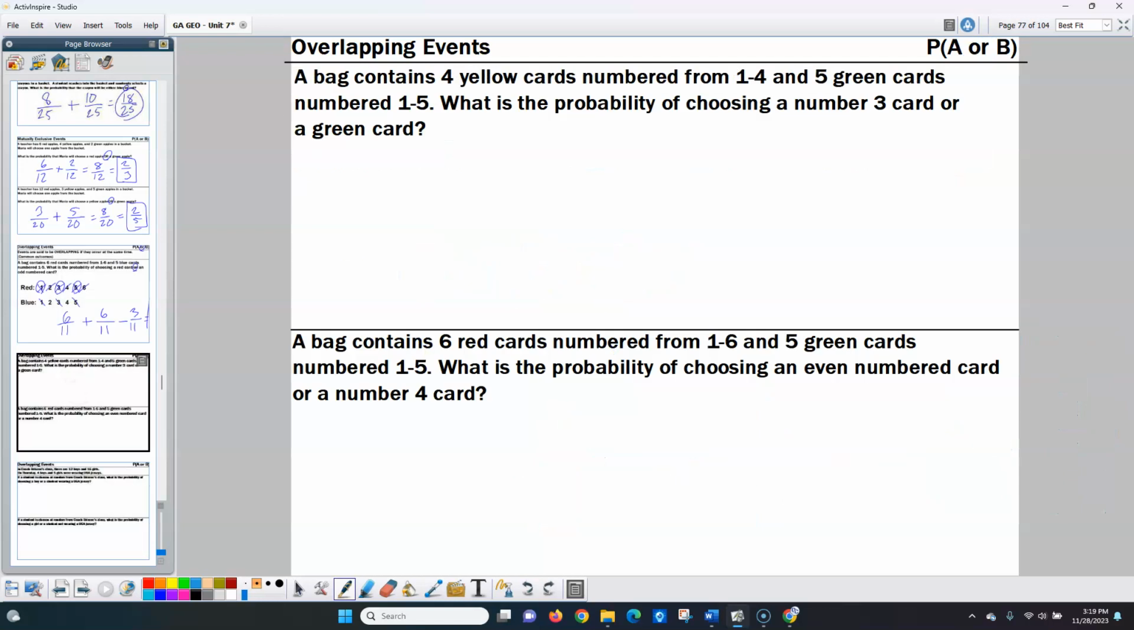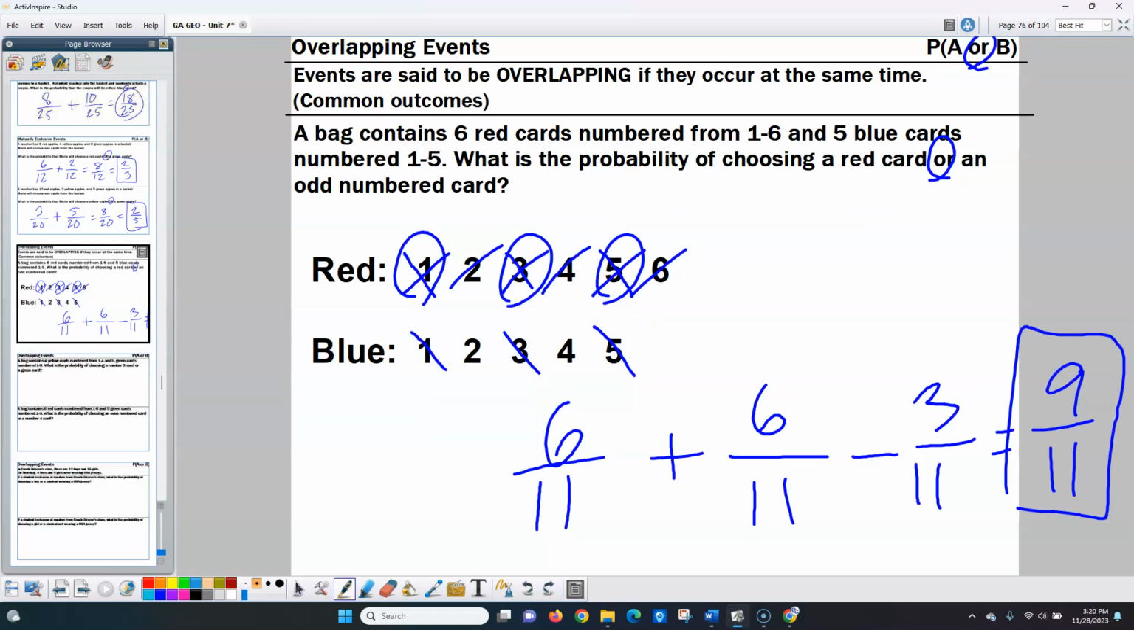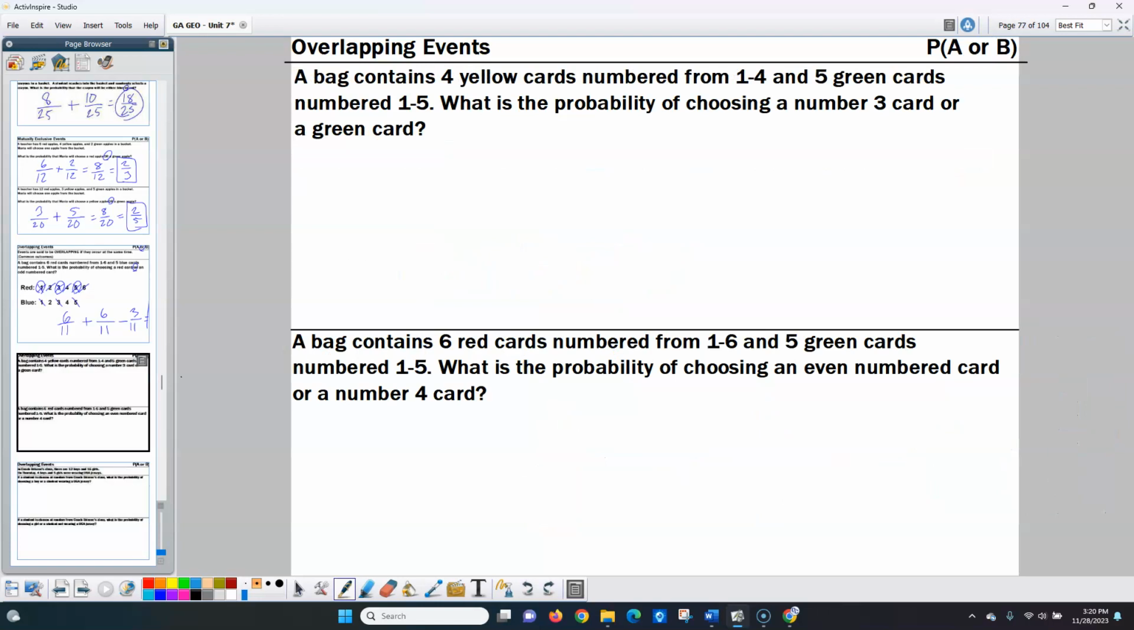So, given these, you can write it out if you want to. This one says yellow cards and green cards. You can do just like what I just did on that last one, writing this out, red and blue like that if you want to. If that helps you, by all means. At some point, you're going to have to get past that and just figure it out. But if you need that to start with, that's fine.